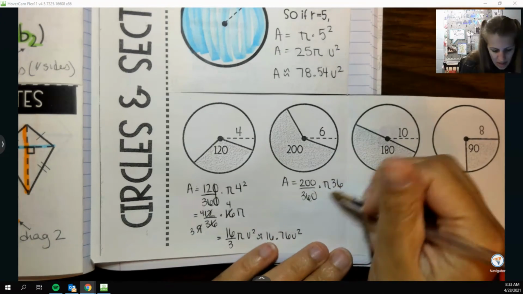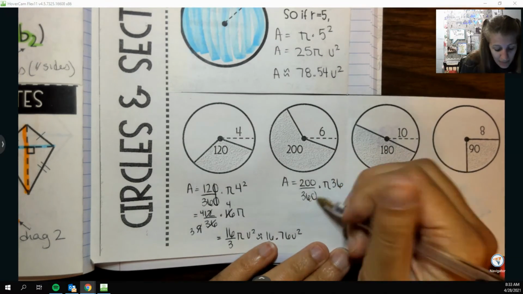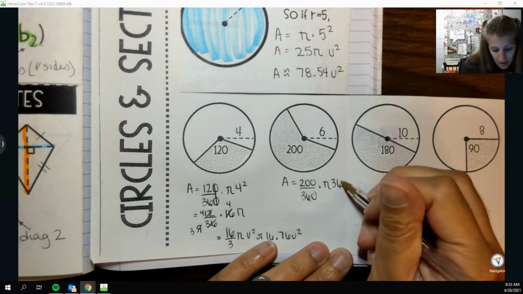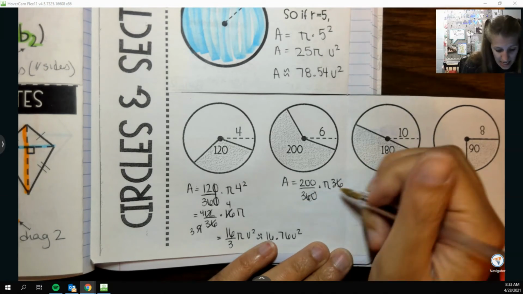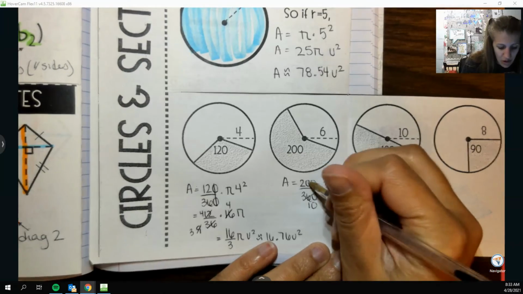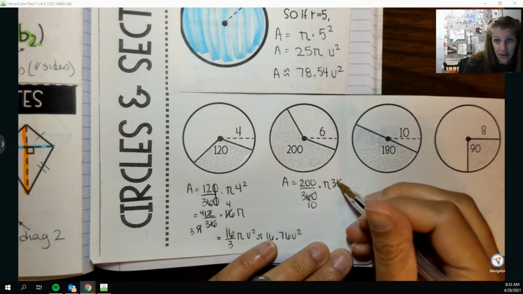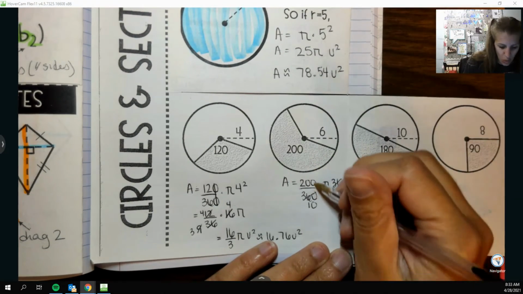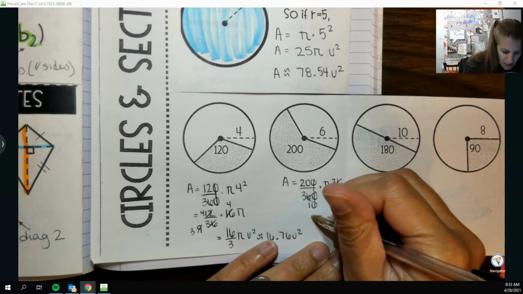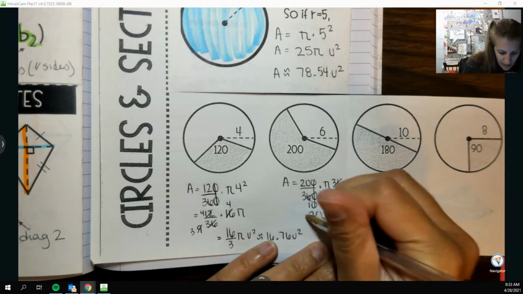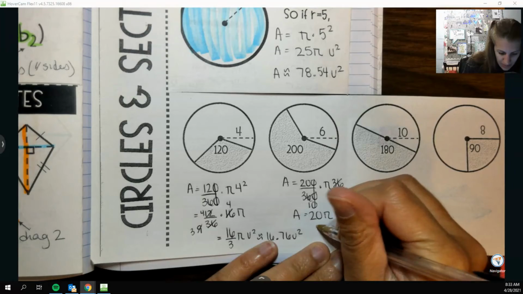Oh, and then I noticed the 36 and the 36 right here. I'm not even going to get rid of the 0. 36 goes into 360 10 times. And then I'm just doing 10 into 200 because this fully divided out over here, which is 20. So I just get 20 pi straight up, which is really nice.